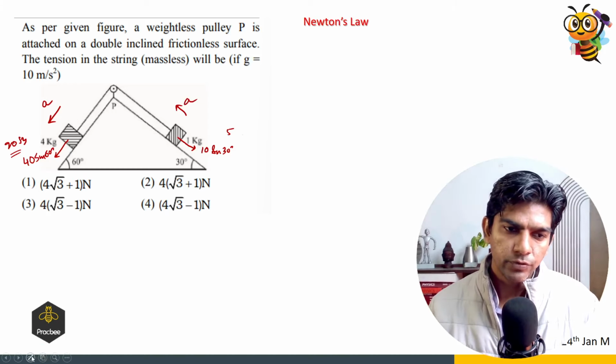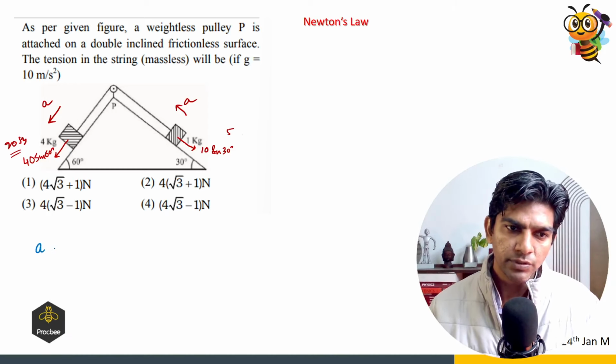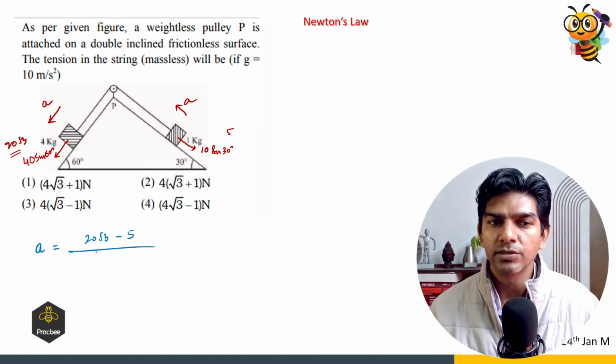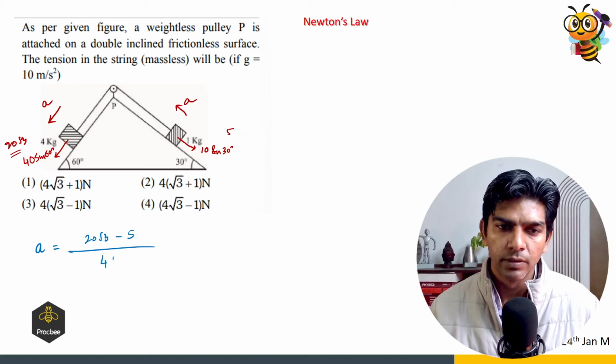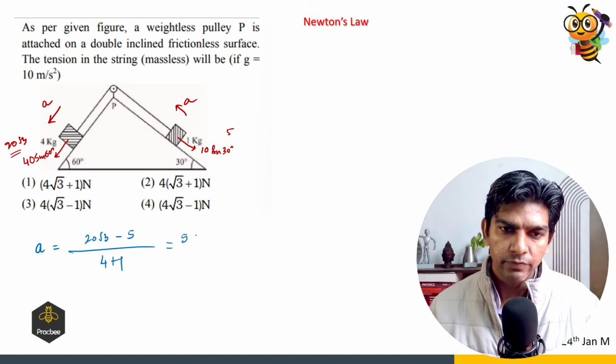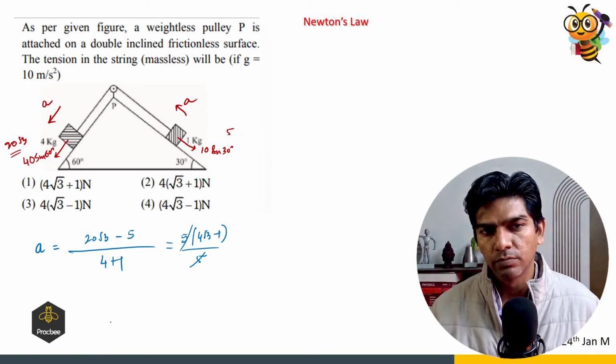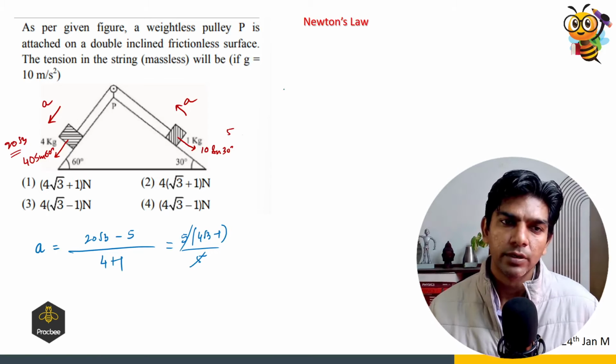So the acceleration of the system will be the net pulling force, which will be 20 root 3 minus 5 divided by mass of the system. So 4 plus 1, which is 5. 5 will be common, so (4 root 3 minus 1) divided by 5. So we got the acceleration and we have to find the tension. Now we can draw the free body diagram of any block. Let's draw the free body diagram of the 4 kg.